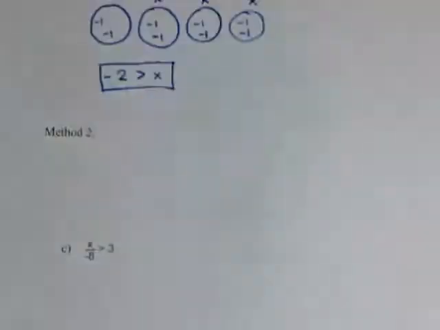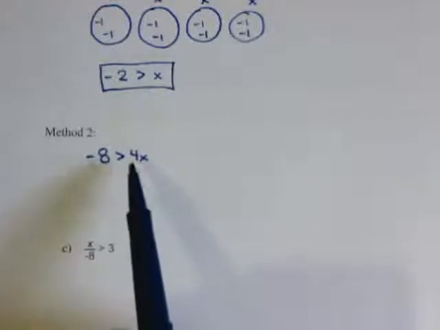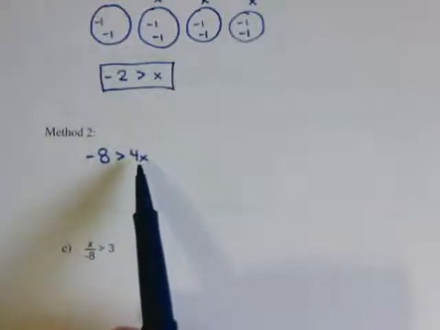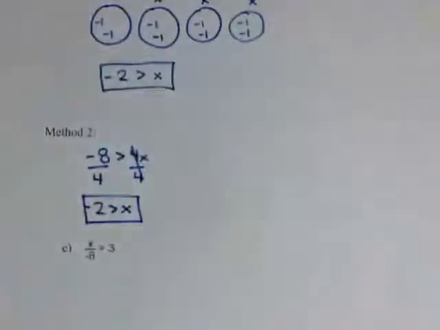Now, moving along to how to do it algebraically. Same sort of idea. -8 is greater than 4x. So we want to isolate the variable using SAMDEB. So it's 4 times x here. So what's the opposite of a multiplication? It's a division. So you divide by 4 on each side. And that means -2 is greater than x. And there's your final answer.